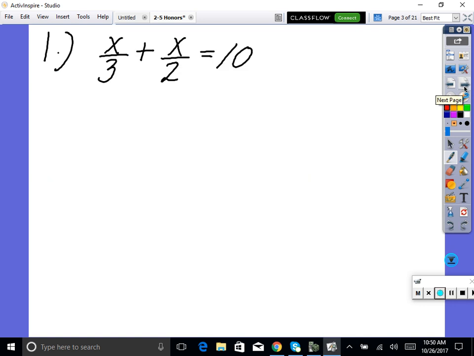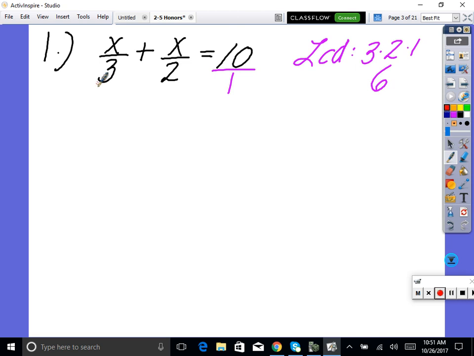Okay, number 1. Solve the equation. What it means is solve for x that will make this a true statement. So we're going to solve by getting a common denominator. First of all, 10 is really 10 divided by 1. Now we need a least common denominator. We have a 3, we have a 2, and we have a 1. Isn't my least common denominator 6? Make every denominator 6 then.